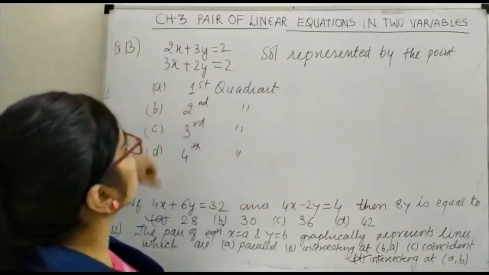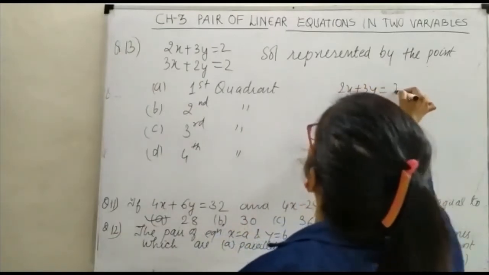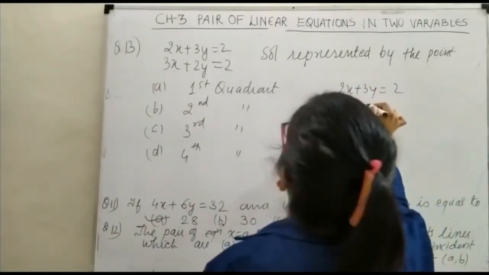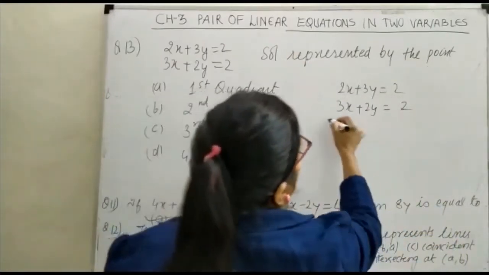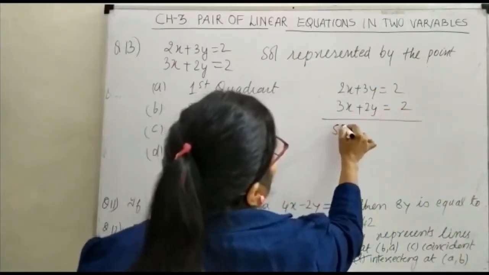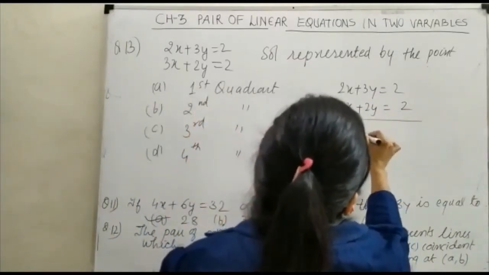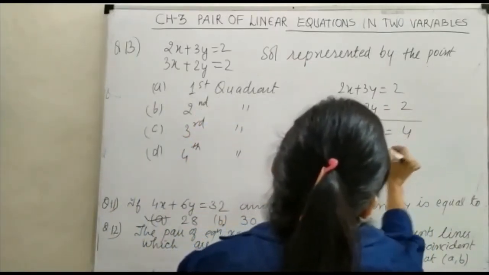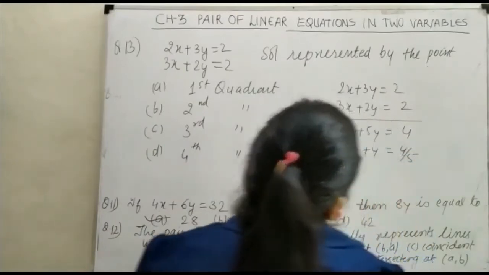So what you will do, you will just solve this one, that is 2x plus 3y is equal to 2 and 3x plus 2y is equal to 2. You know how you can get it solved? If you just add them, you get 5x plus 5y is equal to 4, and x plus y is equal to 4 upon 5, right?